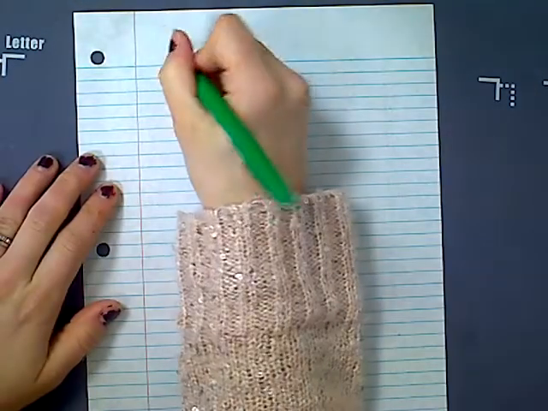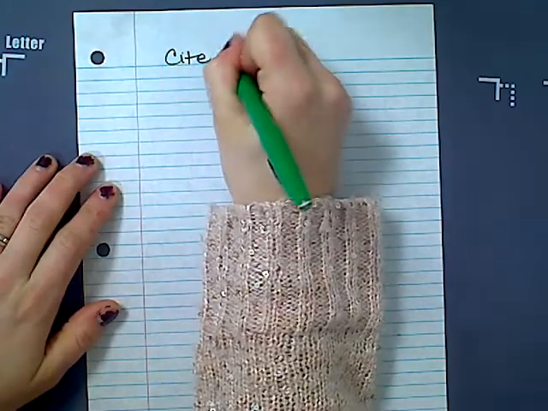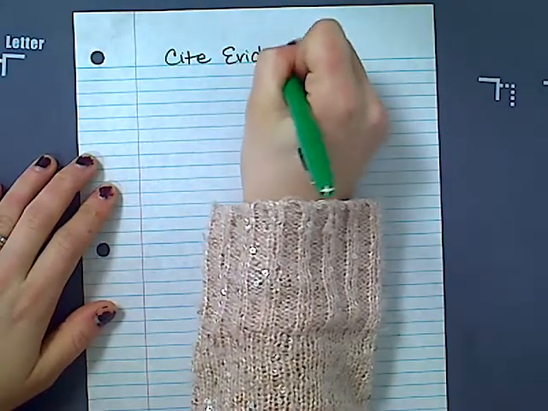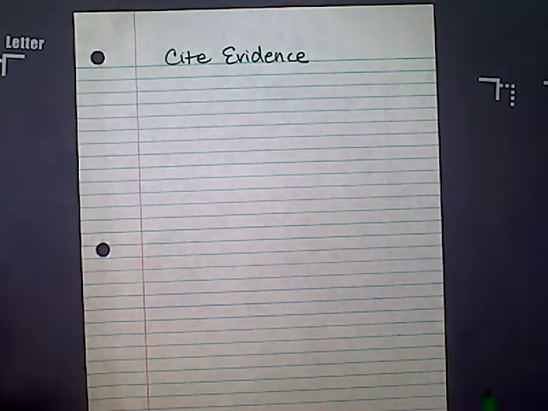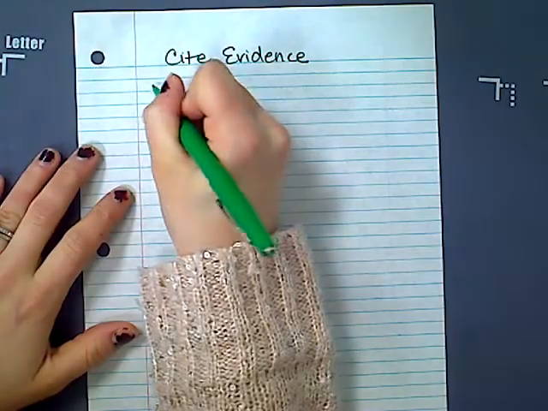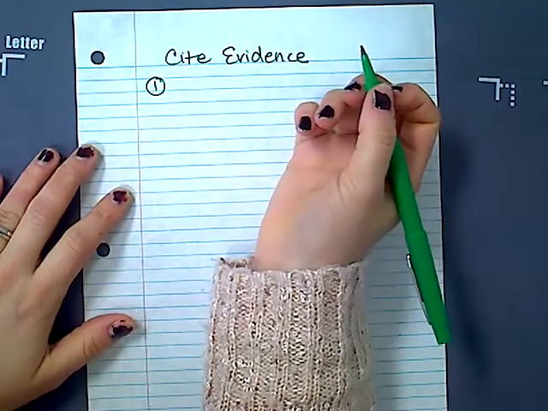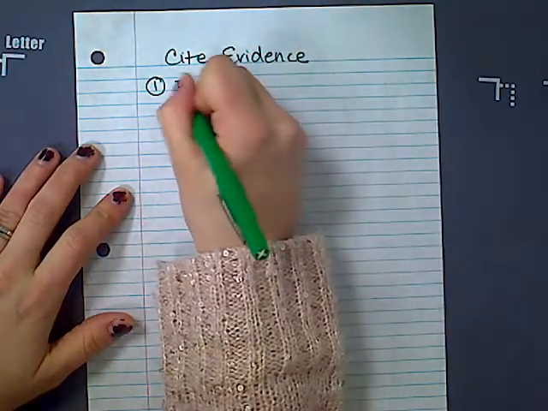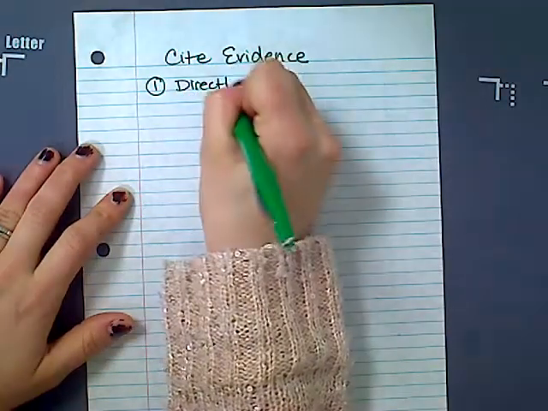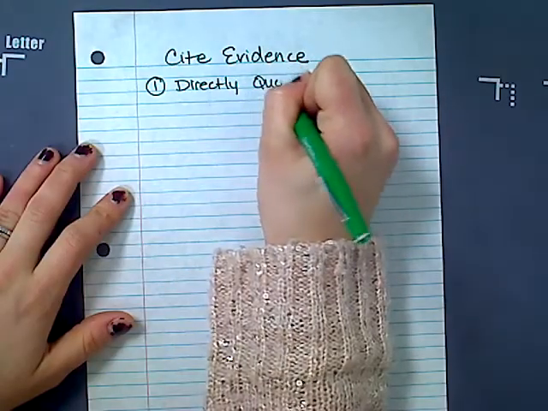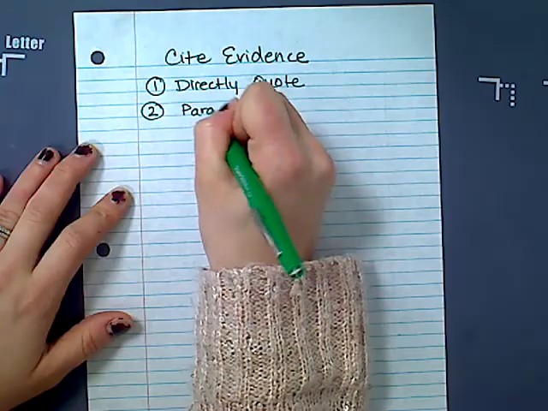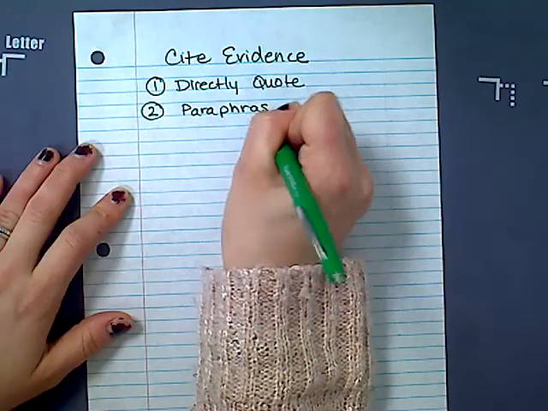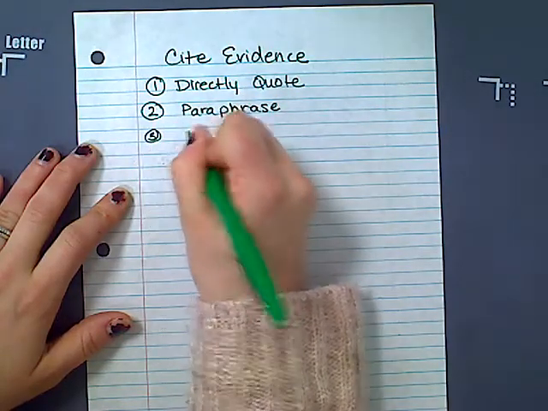So the purpose of this video lesson is to teach you how to cite evidence. And citing evidence is a pretty complex skill because not only do you need to know how to find the right evidence, but then you need to know how to word it. So there are 3 techniques to citing evidence. You can directly quote, you can paraphrase, or you can summarize.